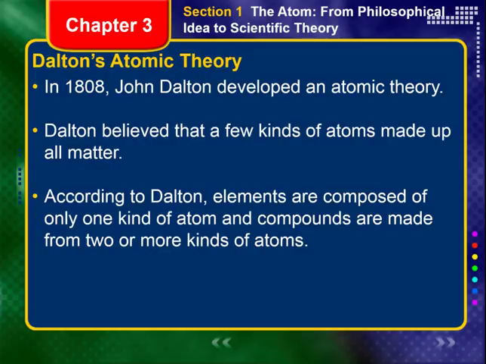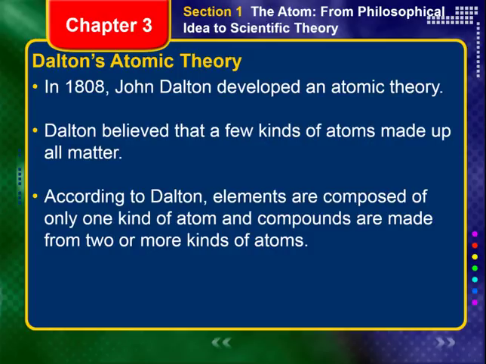For example, Dalton believed that only a few kinds of atoms made up all matter, not unlike your earth, fire, wind, and water concept of elements from the early Greeks and the Romans, which is where the term quintessential comes from. You're trying to find the fifth element that's going to make everything make sense. Quintessential, fifth element. According to Dalton, elements were composed of only one kind of atom. So the element hydrogen was made up of hydrogen atoms. The element oxygen was made up of oxygen atoms.